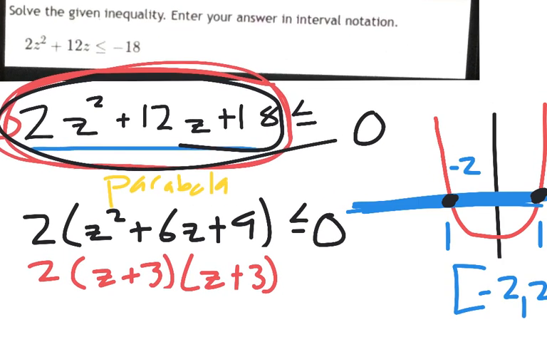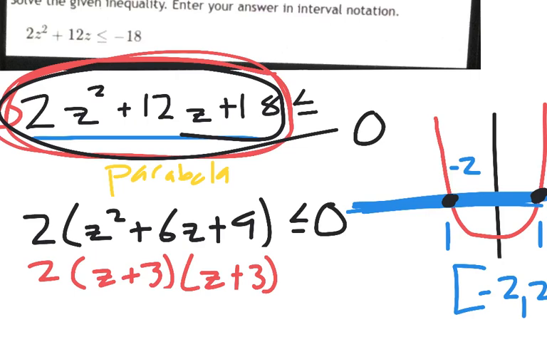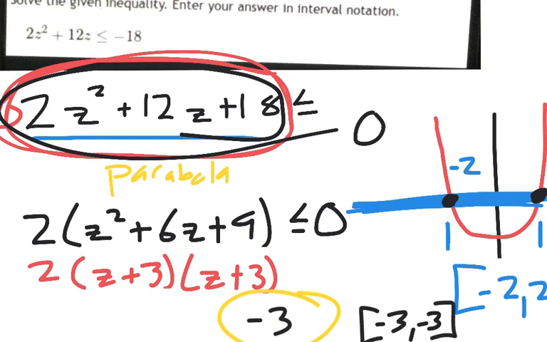And so if you think about it, where are the x-intercepts? Well, there's an x-intercept at negative 3, and it happens twice because it bounces off at negative 3, as a multiplicity of 2. And so the only place that the graph is less than or equal to 0 is at negative 3. And so if it has to be in interval notation, it would be from negative 3 to negative 3. That'd be a weird answer for that.